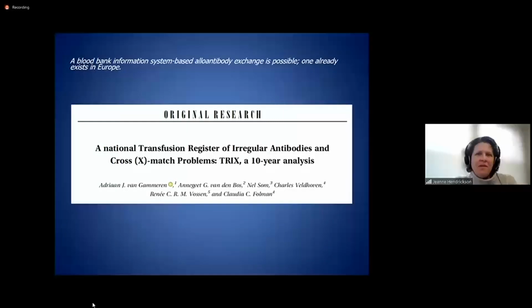So again, like I mentioned, there's a registry called the TRIX registry. It's been in existence in the Netherlands for over a decade. It has a similar structure, not exactly the same, but similar to what we're proposing in the United States, and has been highly successful.